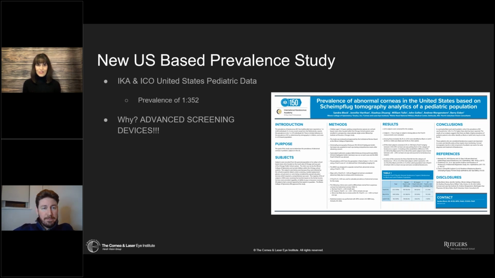So do you think this is the future of screening all children for keratoconus? Yeah, I really think that. This will be a seminal paper when it comes out, and it will really support the use of advanced technology to screen individuals even at their youngest age. Essentially, if you can sit for the screening, you should have it done.